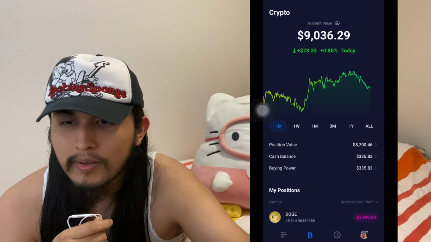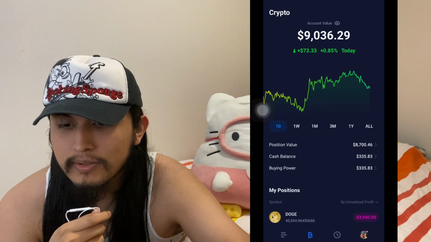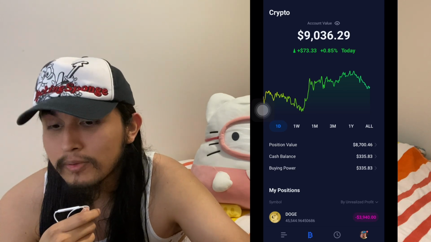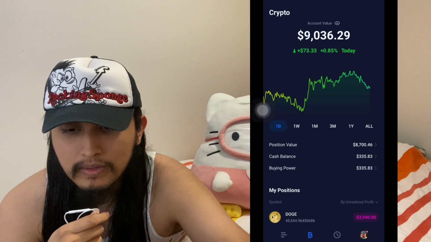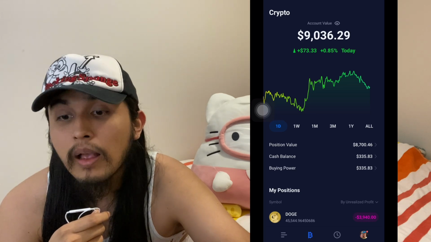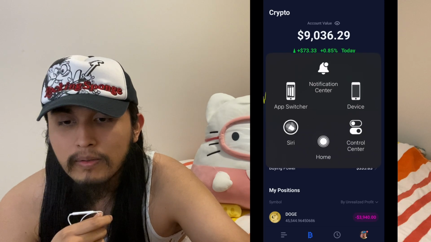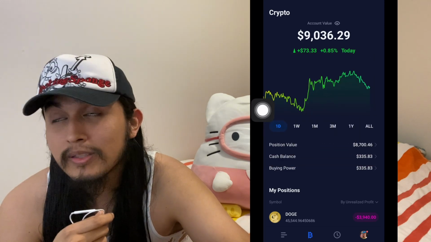So an update on my Dogecoin position. Right now the position is worth $3,940. Well, it's down $3,940 and I own 45,544 worth of Dogecoin currently. So the account value is sitting at $9,036 with 29 cents.